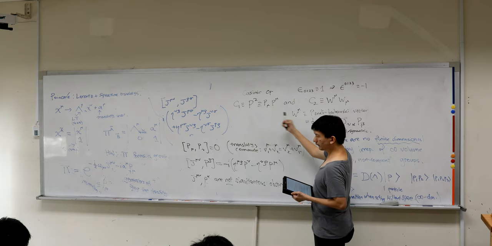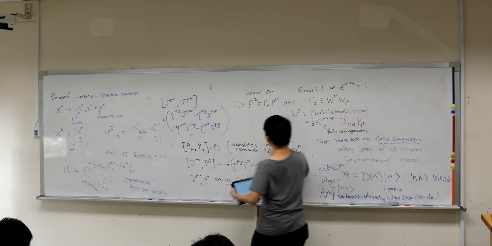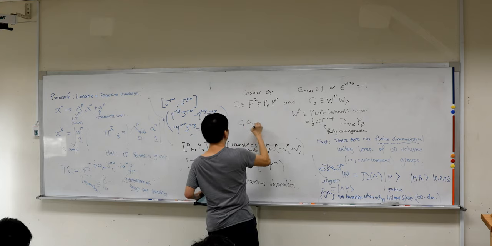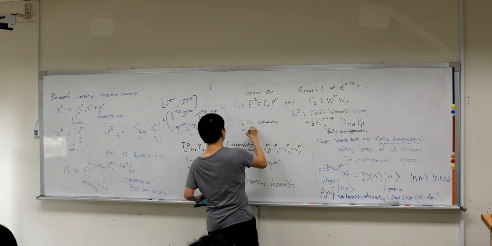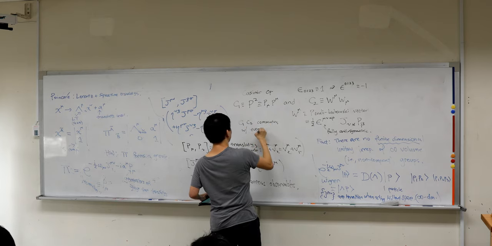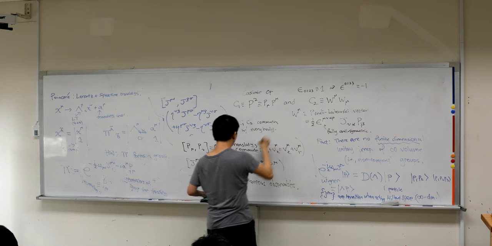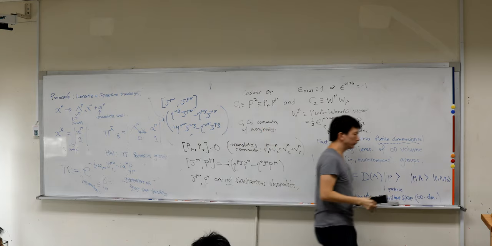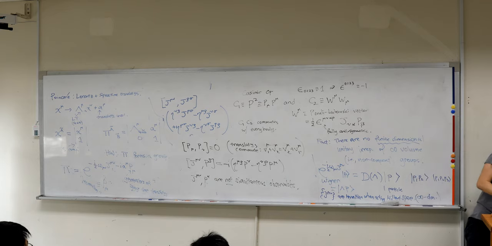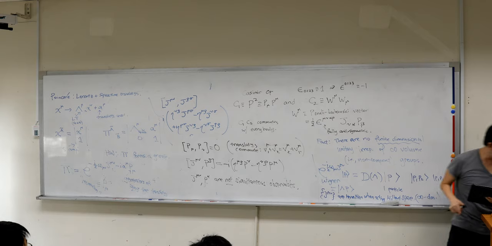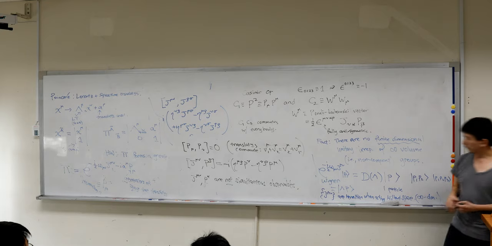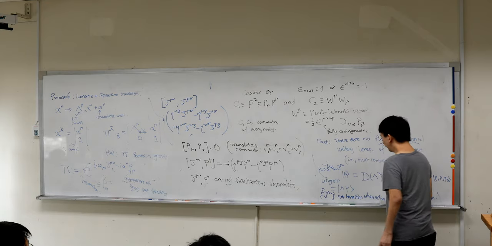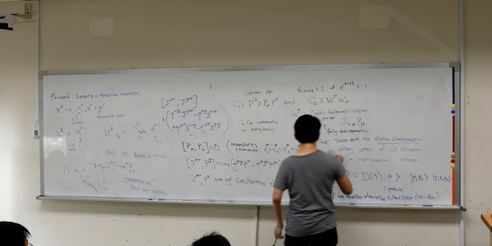Because C1 and C2 commute with everybody, they are simultaneous observables. You can use them to label the states. Again, I'm not going to tell you all the details, but let me at least try to give you the gist of it.